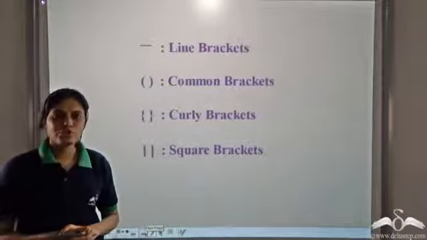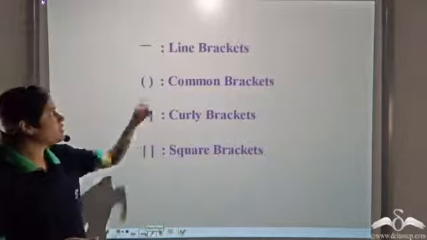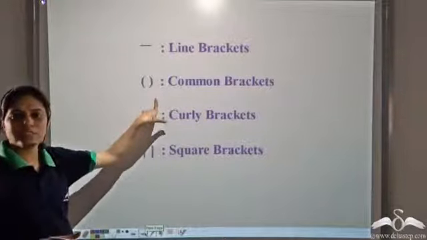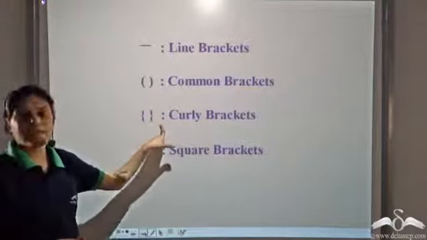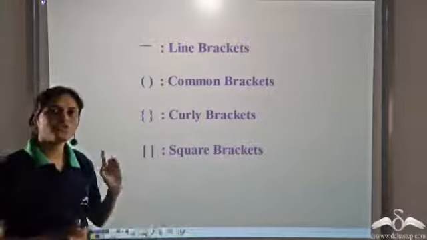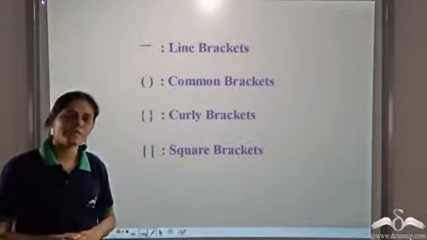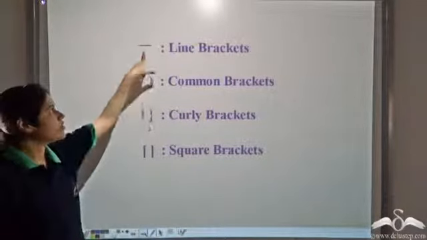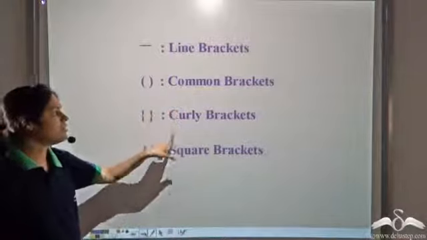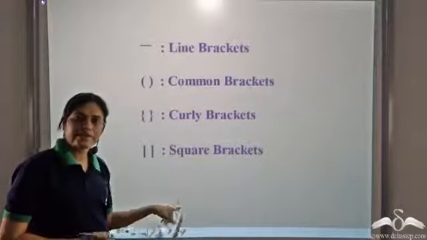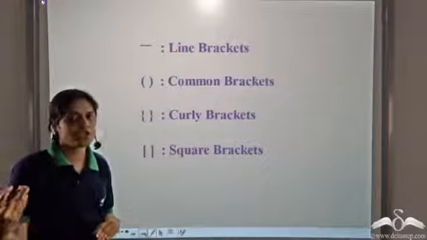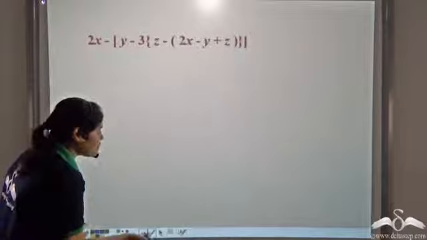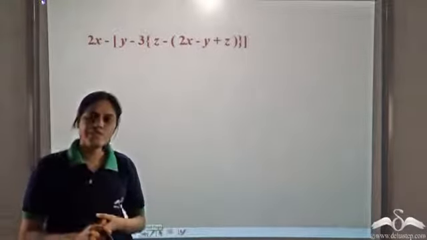Now for brackets also, we have different kinds of brackets. We have line brackets which look like this. We have common brackets which look like this, curly brackets and square brackets. So for brackets also we need to follow a specific order, and this is the order which has to be followed. First solve for line, then common, then curly, and then square brackets, and then proceed to of, division, multiplication, addition and then subtraction. And we follow the same set of rules for algebra.